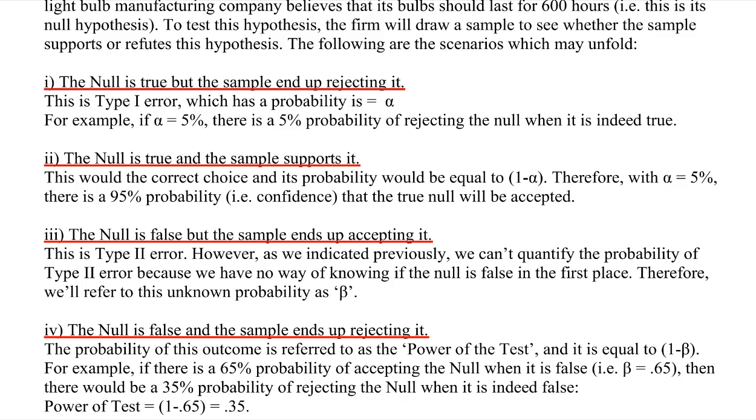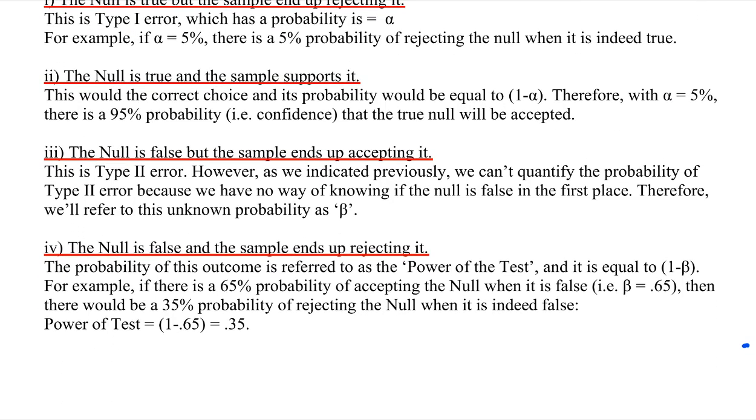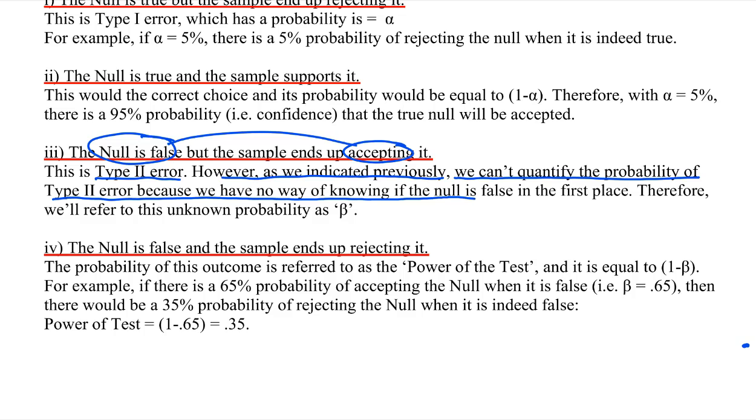Now the third scenario is as follows. The null is false, but you accept it. So clearly that's an error, and as we saw in the previous module, this would be a type 2 error. However, as we indicated again in the previous module, we can't quantify the probability of type 2 error because we have no way of knowing if the null is false in the first place. Therefore, we'll refer to this unknown probability as beta.